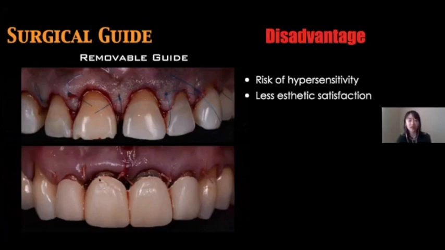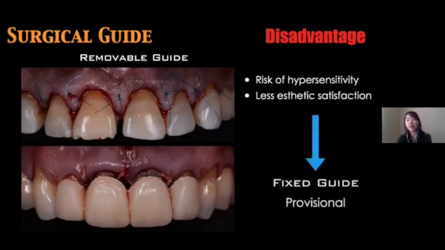And a second case shows some patients have this very black root surface. So after you do this aesthetic crown lengthening, all this will be showing during the healing phase, which is very non-aesthetic. So these two disadvantages lead to the fixed guide, which is the provisional.